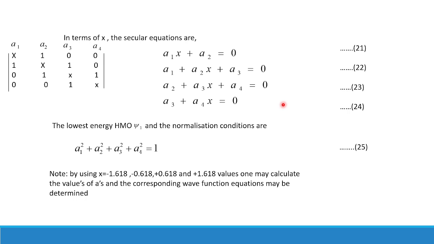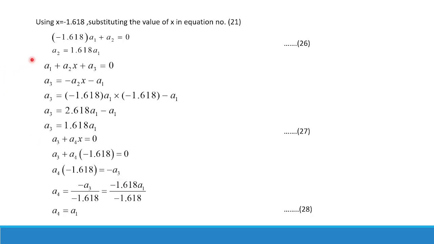We know that the normalization condition is A1 square plus A2 square plus A3 square plus A4 square is equal to 1. The lowest HMO, psi 1, will be calculated with the help of the main equation, that is psi is equal to A1P1 plus A2P2 plus A3P3 plus A4P4. Now we will substitute the value of x one by one and determine the equations for the different wave functions. First of all, we take x is equal to minus 1.618.